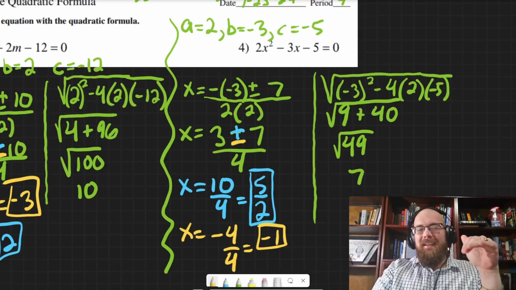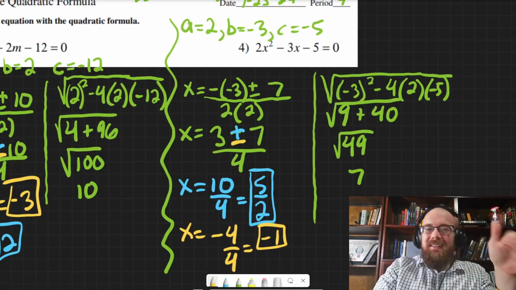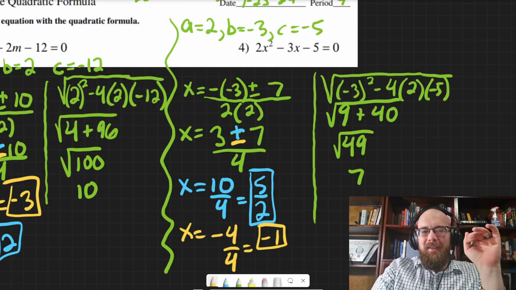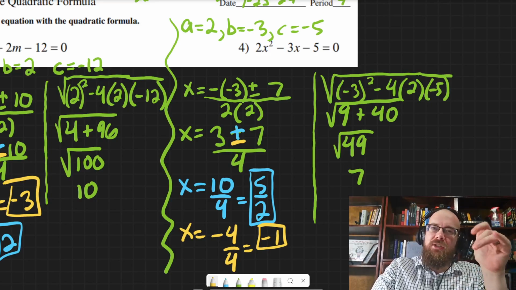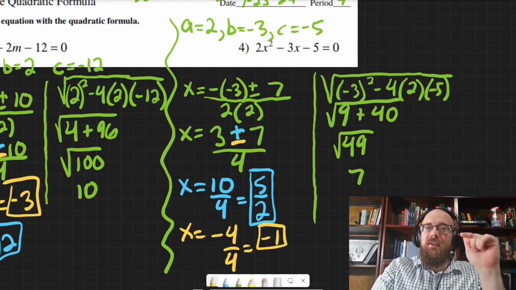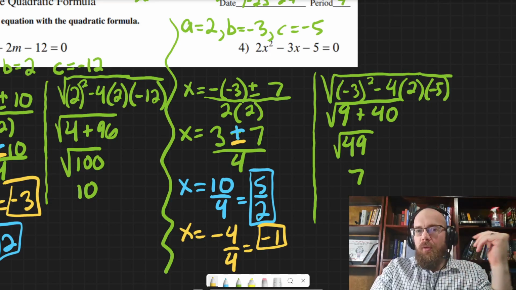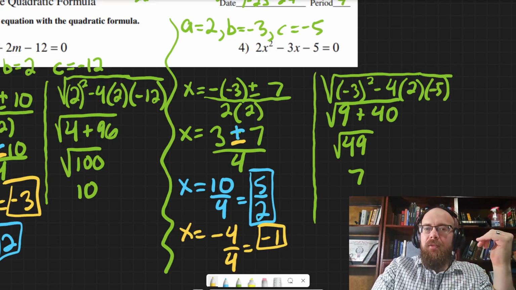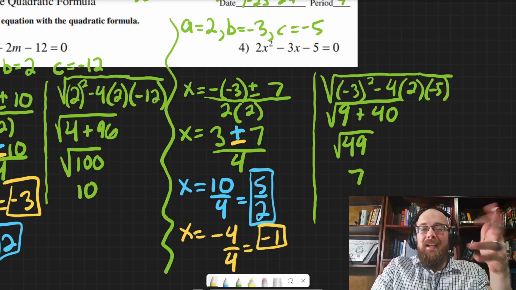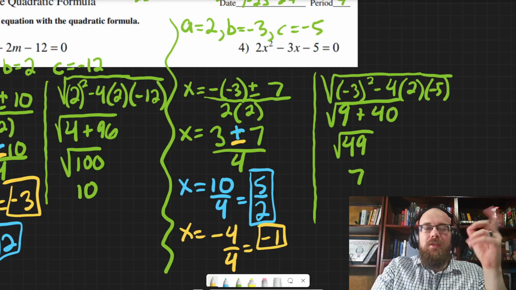I don't think I'll plug in the 5 halves this time. I plugged in both of them for number 3, but for number 4 here, I don't think I'll plug in both. But negative 1, if you plug that in, it'd be negative 1 squared is positive 1 times 2 is 2. Then negative 3 times negative 1 is positive 3. 2 plus 3 is 5. 5 minus 5 is 0. So the negative 1 definitely works. I'm sure the 5 halves also works. It's a little harder to just kind of plug in. I mean, I could do it, but you can do it on a calculator.